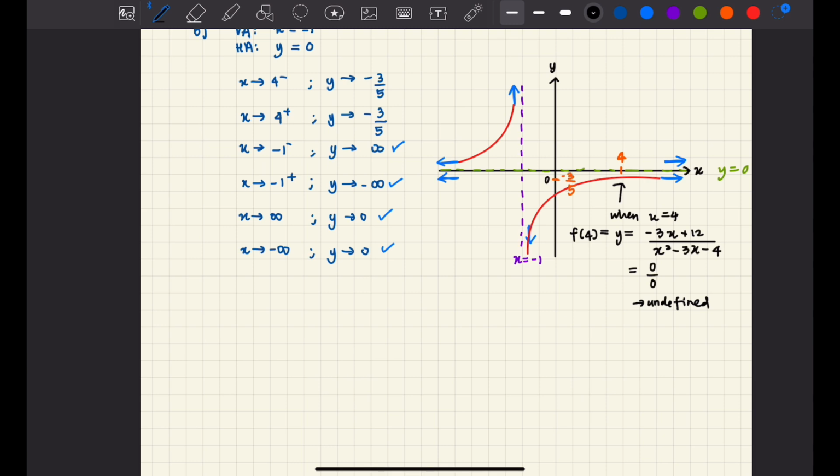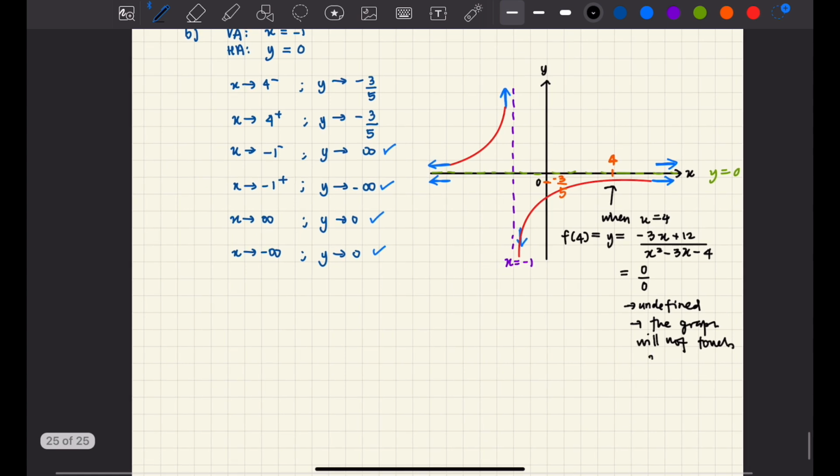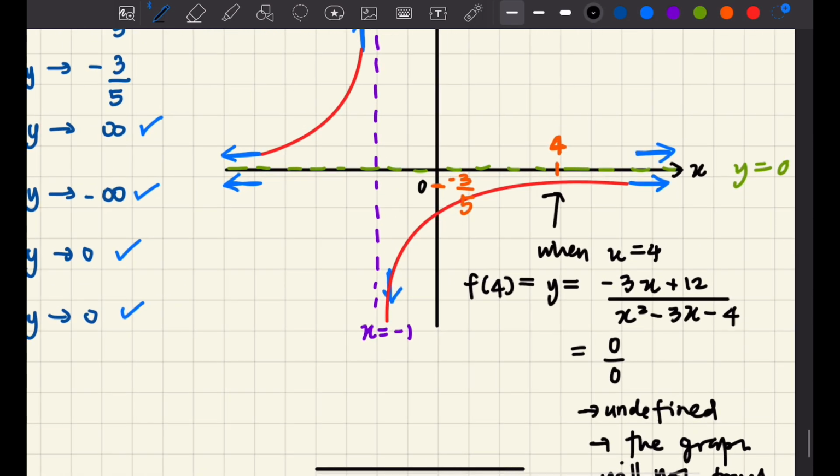Okay, undefined maksudnya apa? Undefined maksudnya graf awak tidak menyentuh x equal to 4. Okay, so the graph will not touch x equal to 4. Okay, tapi dekat sini kalau tengok graf awak ni menyentuh x equal to 4. So macam mana kita nak buat dia tak sentuh? You just need to put an empty circle over here. Kita letak satu empty circle dekat situ. So dia tak akan sentuh lah maksudnya.